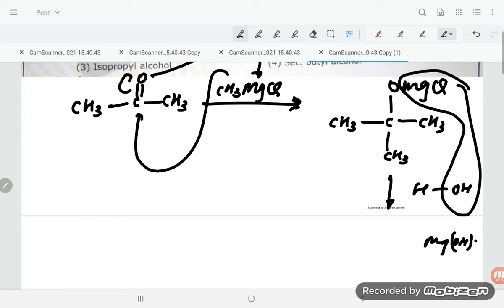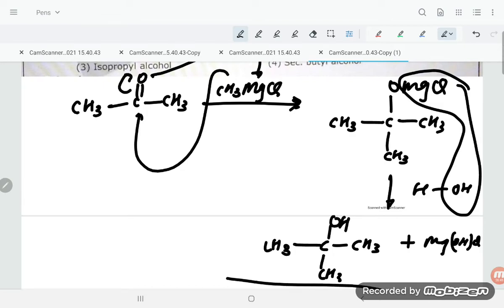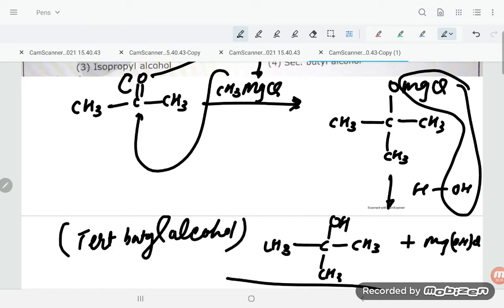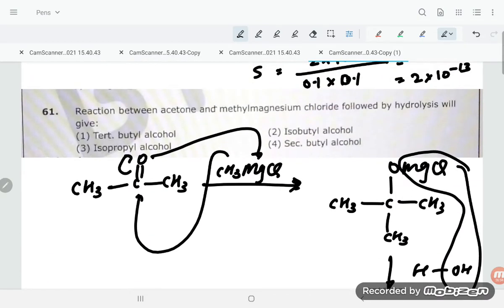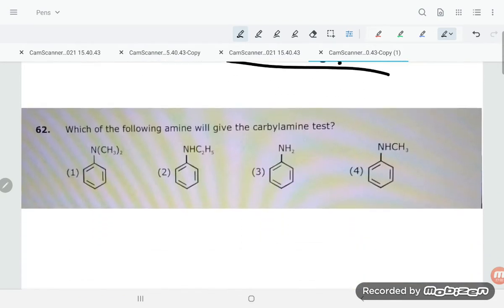What will be left, student? CH3, here is C, here is CH3, downside CH3, and here is OH. This is our required answer, student. That is tertiary butyl alcohol. This is our tertiary butyl alcohol, and its correct option is option number 1, student. Move on to the next question.